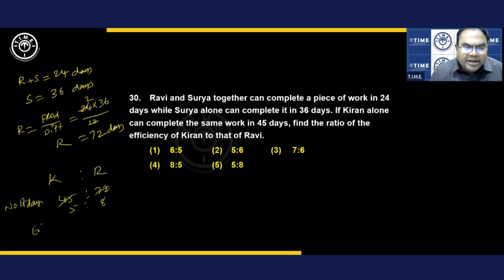Efficiency ratio or rate of work ratio should be inversely proportional to number of days. So 8:5. 8:5 is present in choice 4. Right? So let's move ahead.